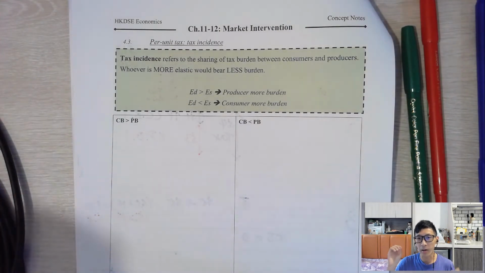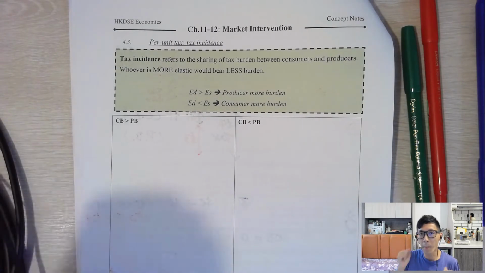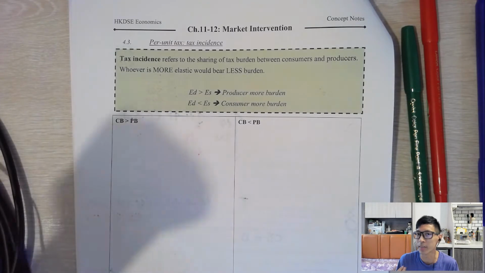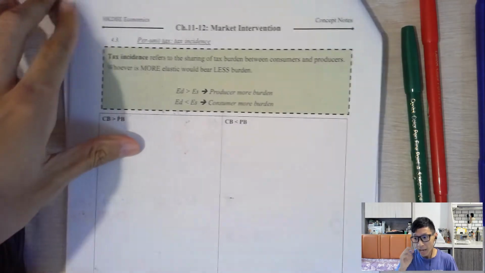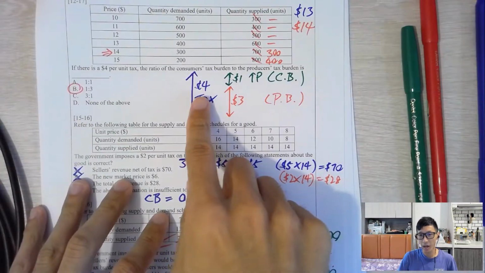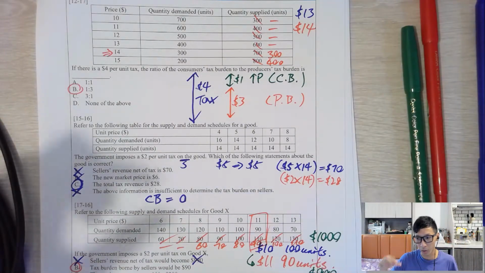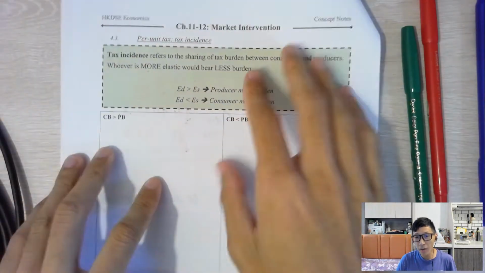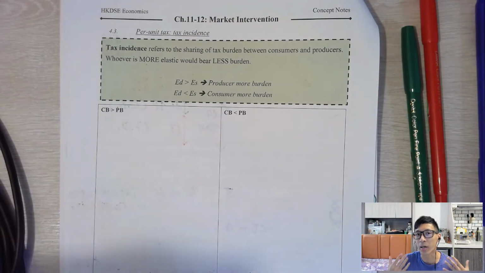All right, into the last part of per unit tax, which unfortunately is also going to be the most difficult and the longest part of this series of videos, right? Remember, last video we talked about something we call tax burden, right? How part of the burden would be on the consumer and part of the burden would be on the producer. Now this last part, we're going to talk about what is the factor affecting who would be having more burden and who would be having lower burden, right?